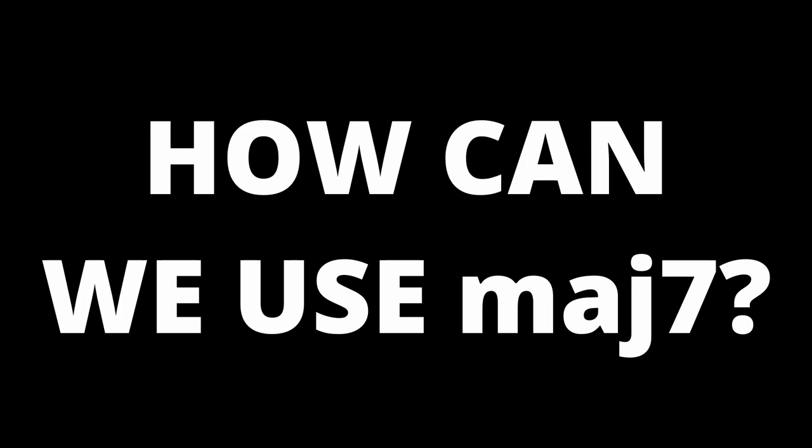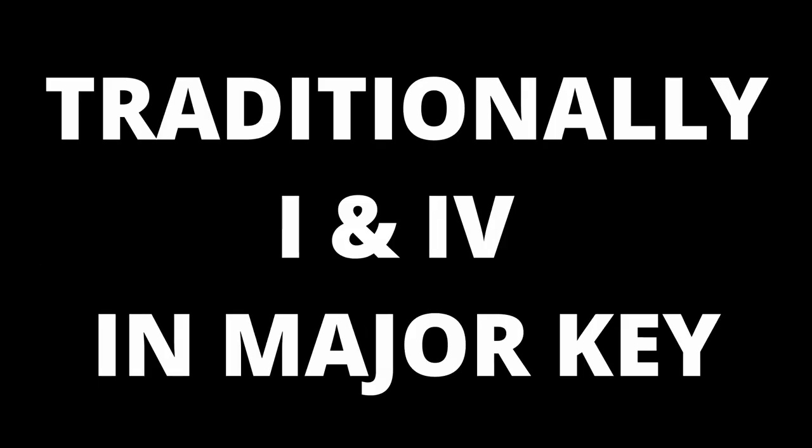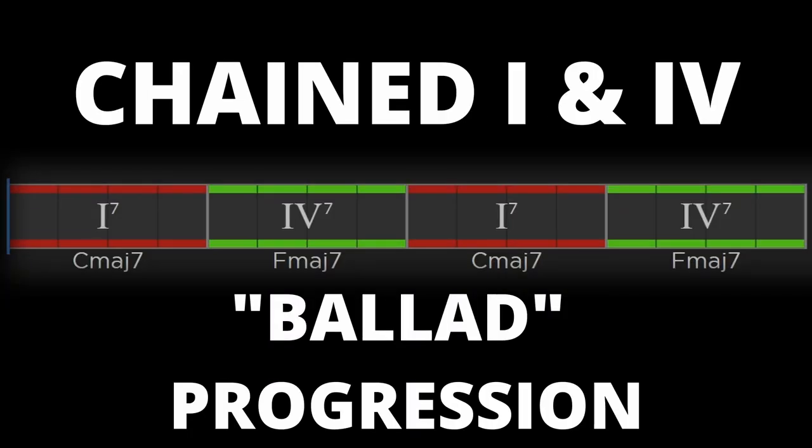How can we use the major seventh chord? In traditional harmony, the major seventh chord occurs on chords 1 and 4 in the major key. A classic way to use the major seventh chord is to chain the 1 and 4 together and repeat them as required. This is often employed in ballads. Please note that the examples will be in the key of C major.